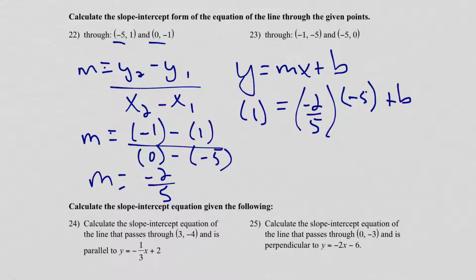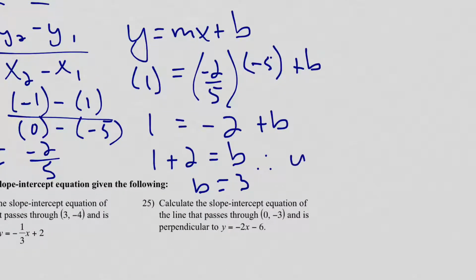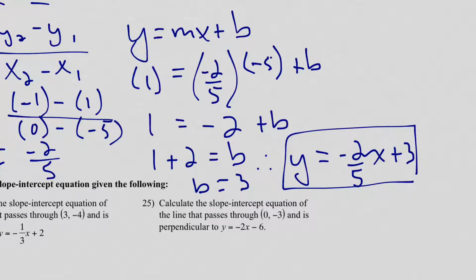And to that, we'll do our plus b. So negative 2 times negative 5 is going to be negative 10, divided by positive 5 will be minus 2, plus b. And from there, 1 plus 2, as I'm solving this equation, I get that b is equal to 3. Therefore, we've got y is equal to negative 2/5 x, and our y-intercept was plus 3. There's the equation of the line.